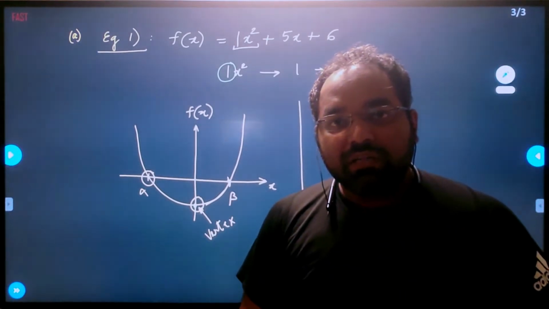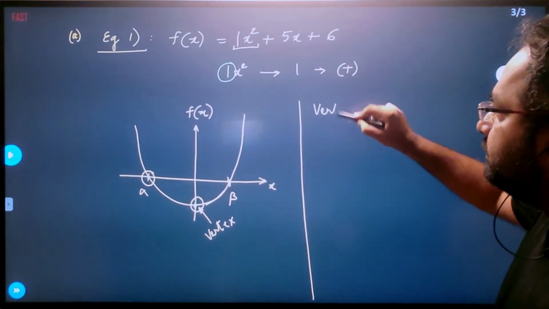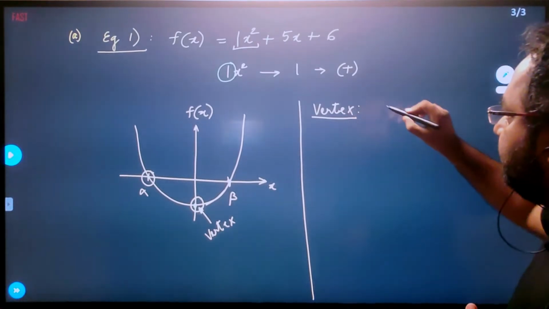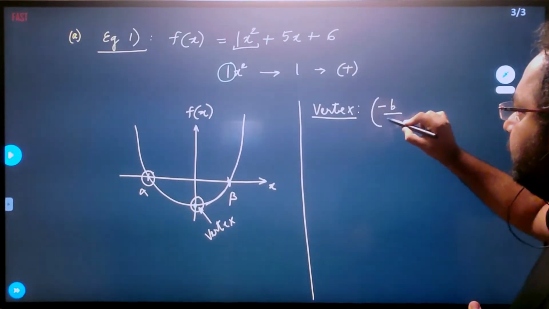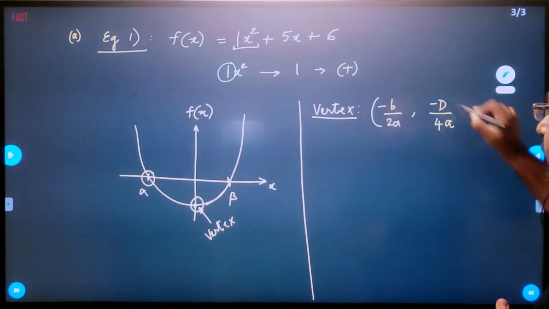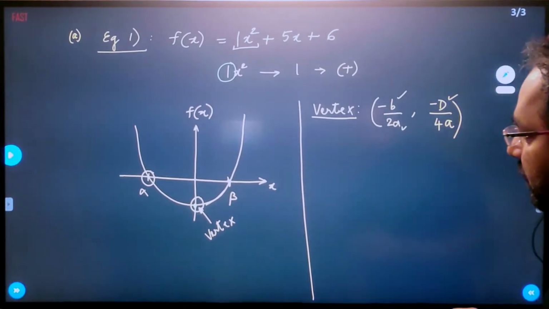Now let us try and understand how you can find out the vertex as well. To find out the vertex, there is a special formula which is given by minus b by 2a and minus d by 4a. Now, what is b, what is a, what is d? I will tell you all that right now.